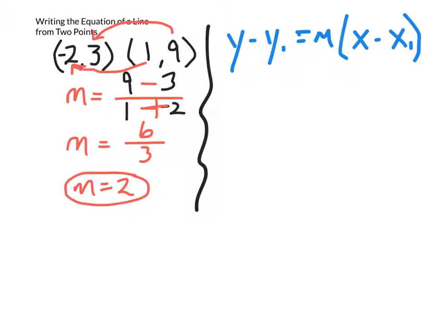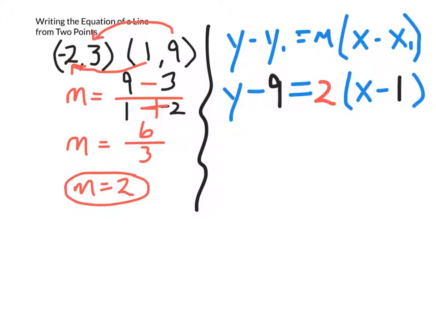And so when I do this here, I'm going to go ahead and plug in my y value. So y minus the y I know. The y I know is 9. That's the one that I'm going to be using. This is going to all equal my slope of 2. And I'm going to have x minus my x value. Once again, my x value is going to be the one that I chose to use.